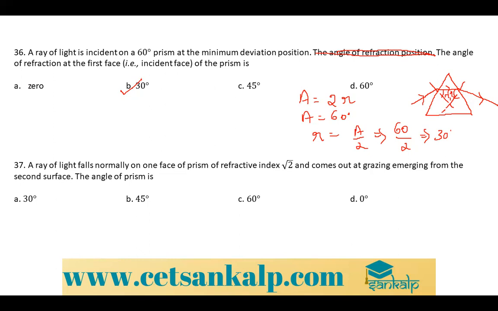Next, see a small problem. A ray of light falls normally on the face 1 of the prism of refractive index √2 and comes out at grazing emergence from the second surface. So I will draw the diagram.